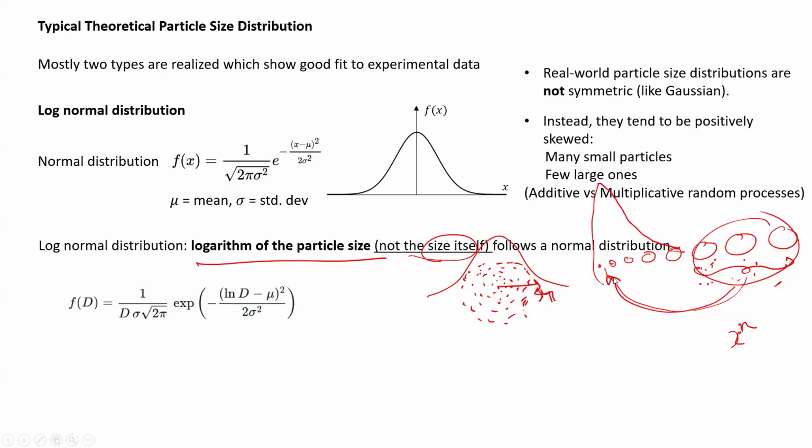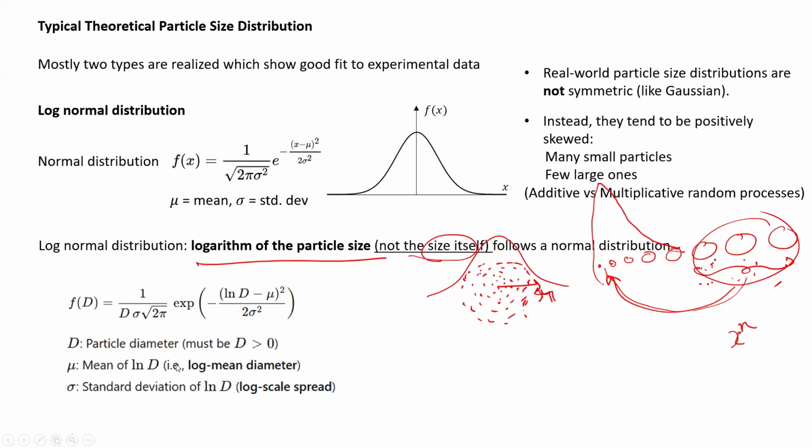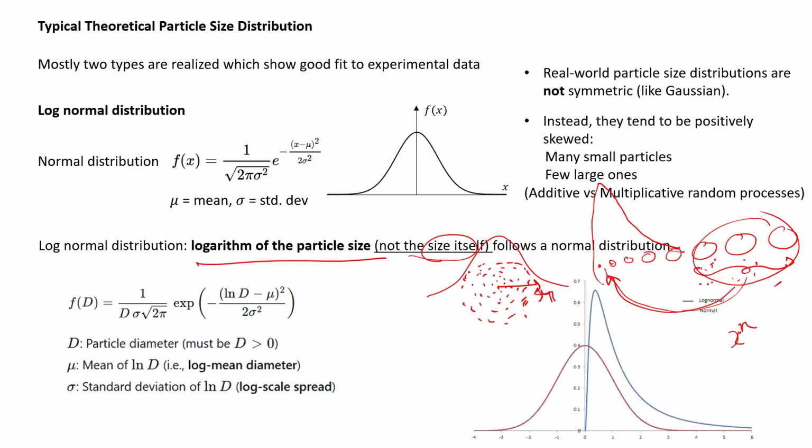Now this is expressed through this equation. So the log normal distribution. The difference here is that, you see, instead of x, here you have ln d. So now ln d is the variable, not d. And you have to remember that here mu and sigma are defined based on ln d, not d. Okay. So the distribution looks like this.